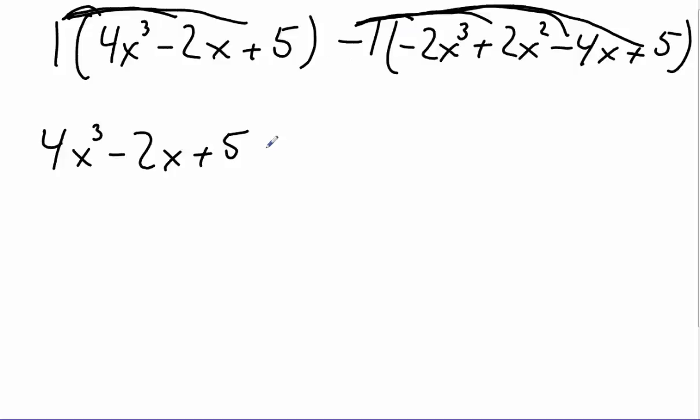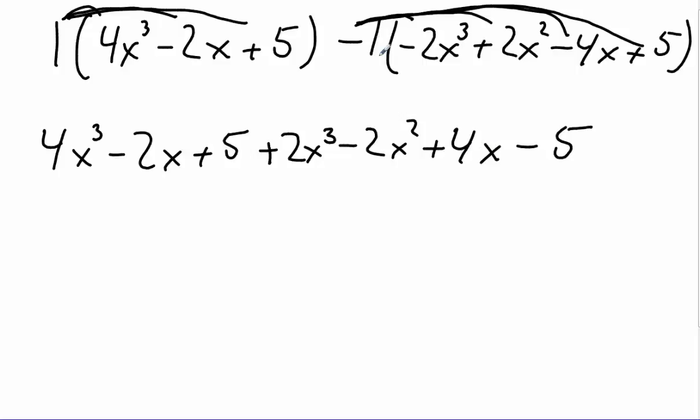So a negative 2x to the third becomes a plus 2x to the third. A positive 2x squared becomes, just kidding, it becomes a negative 2x squared. A negative 4x becomes a positive 4x. And a positive 5 becomes a negative 5. So we basically got rid of our parentheses. It's the first thing in simplifying or evaluating an expression. Now we must simplify by combining like terms. Again, look, since we have x to the third, look for everything else with an x to the third. Boom, got one. And that's it.